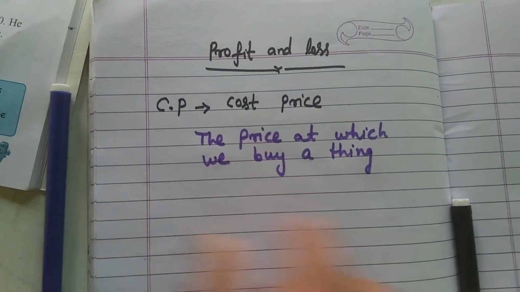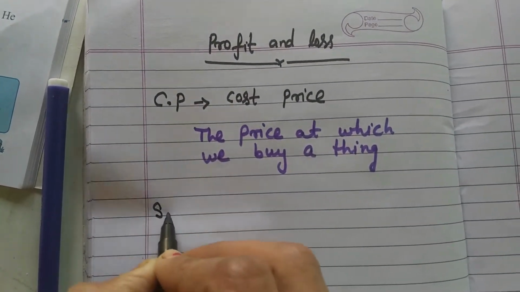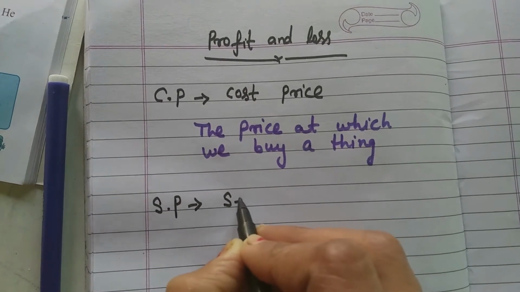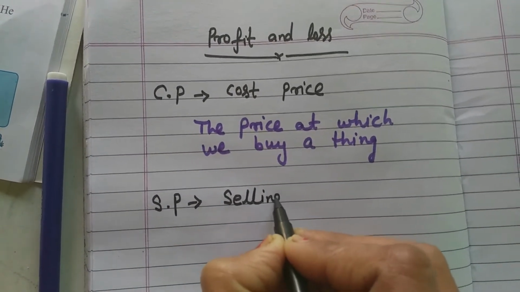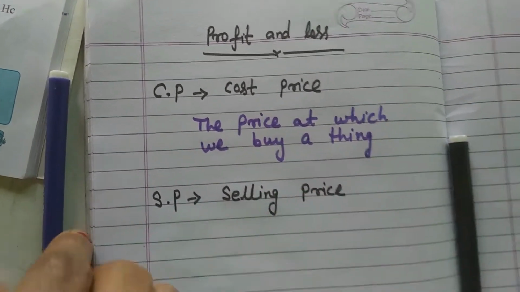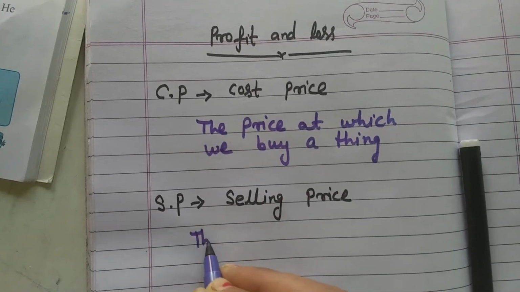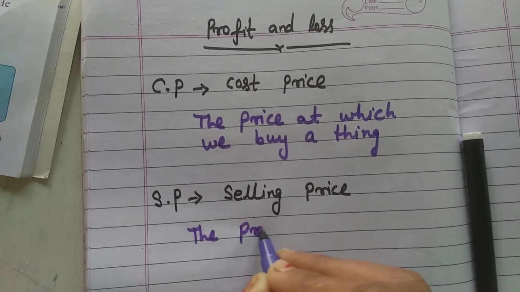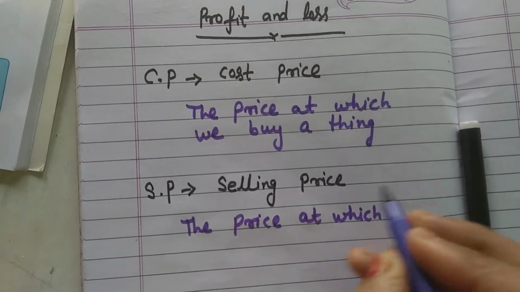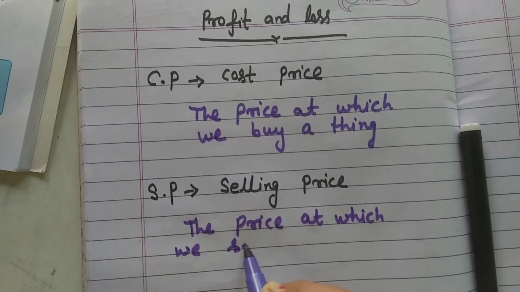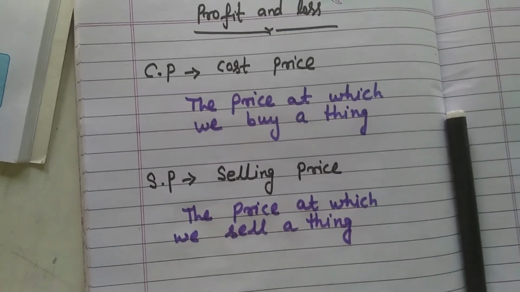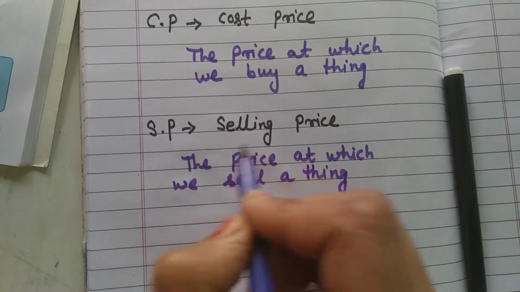And the next is SP. SP means selling price. Selling price means the price at which we sell a thing. The price at which we sell a thing. Clear? I hope it is clear for you. What is cost price and what is selling price?